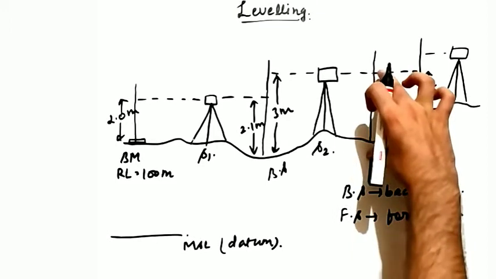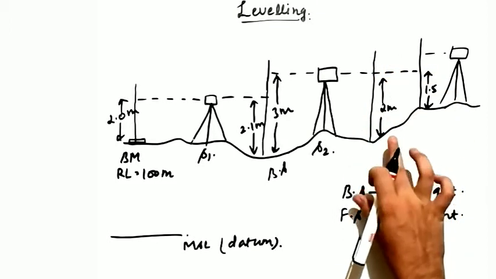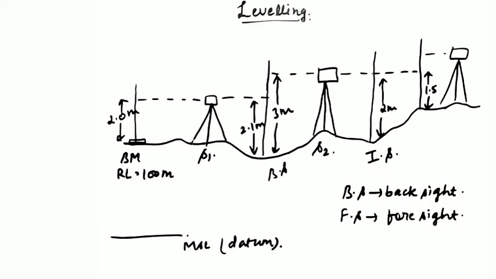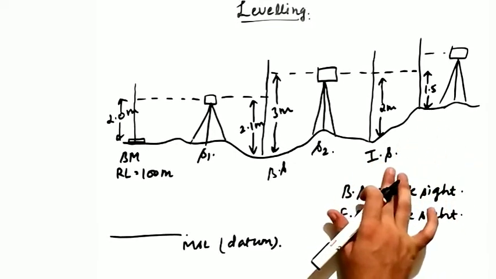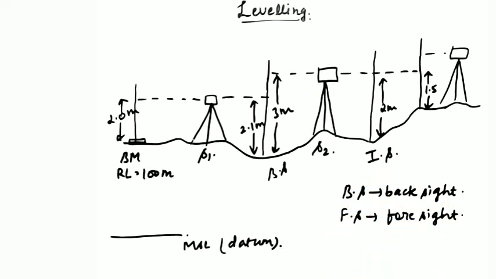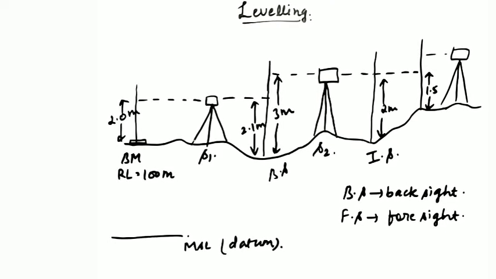Now I took the reading of the staff at this particular point and it turned out to be 2 meters. So this is the intermediate sight, IS. Since after this point I did not change my station, I changed the station after the next point, this reading is called an intermediate sight. Intermediate sight readings can be as many as possible between backsight and foresight, but there is only one backsight and only one foresight for a particular station.